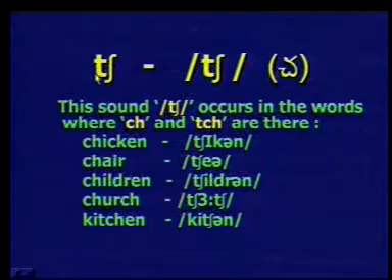And then we move on to the next sound, that is cha, because there is no one particular letter in English alphabet system. We have to show it in a different way. The symbol given to this particular letter, the phonetic symbol is T, immediately followed by something like a hook. This is an S-hook-like thing. This makes the sound cha. This is corresponding to Telugu sound cha. And this sound occurs in words where there is CH and TCH in the words like chicken, chair, children, church, kitchen.